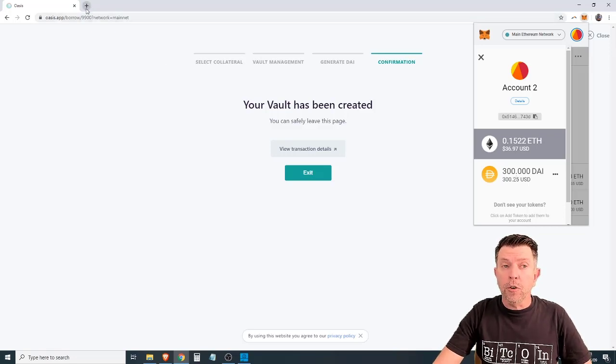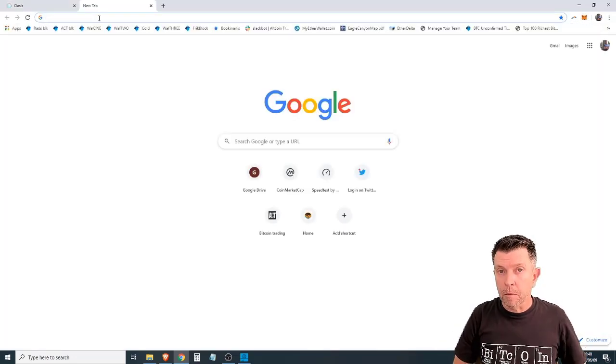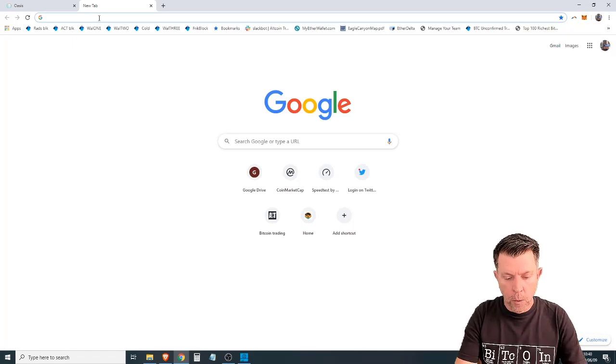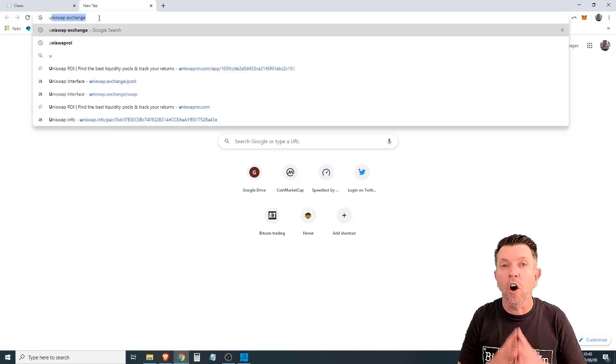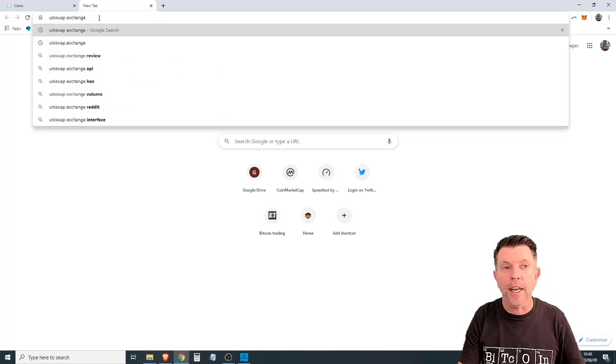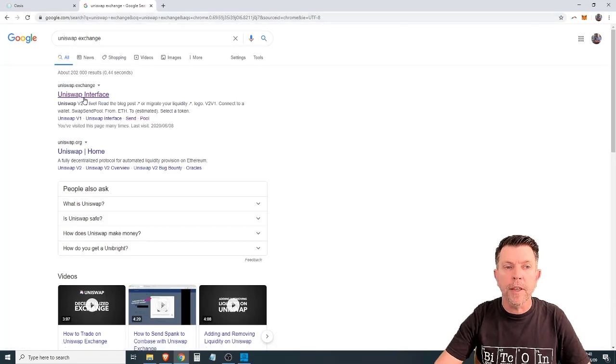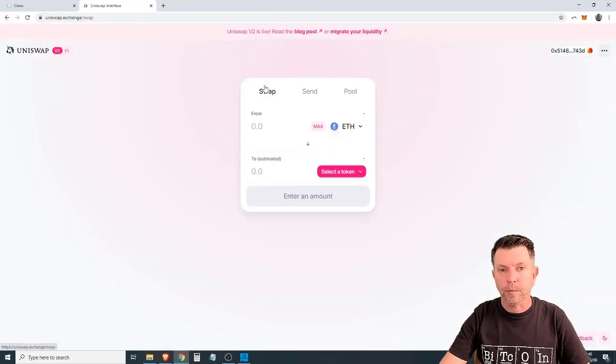What I would then do, because now we've got DAI in the MetaMask wallet and we still have no way to pay for the real world application of fixing our car, is go to an exchange, or what I like to use is an online decentralized exchange that accepts DAI. Uniswap Exchange is probably the easiest place to go to.